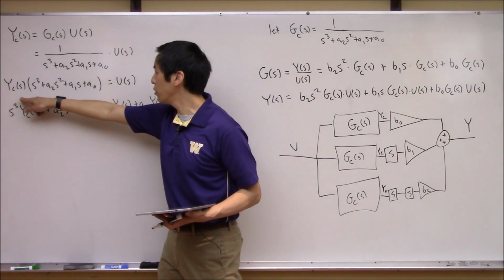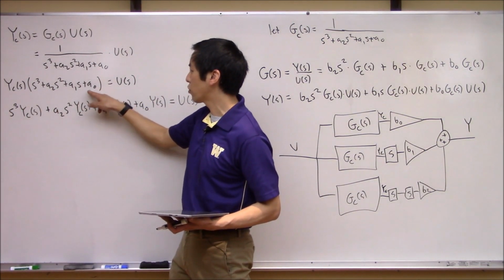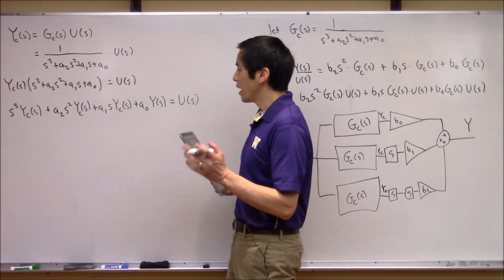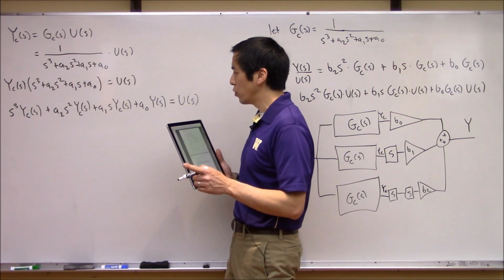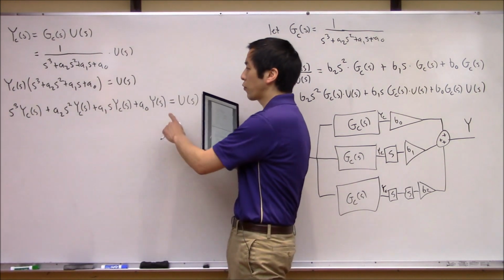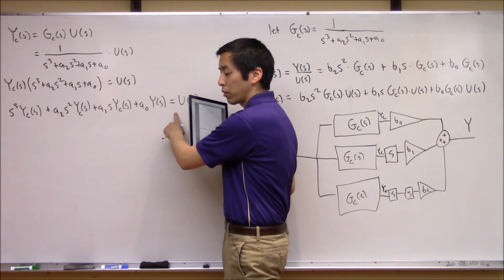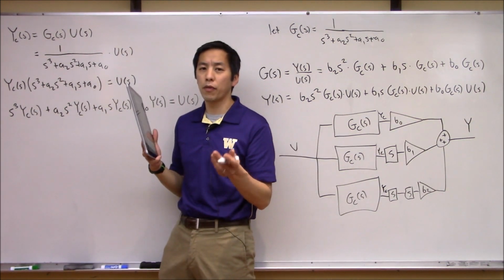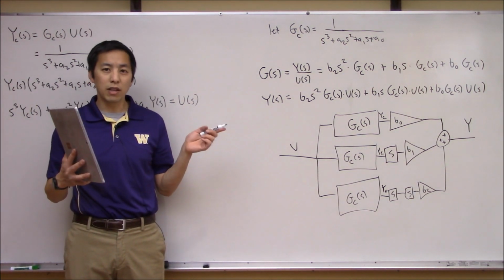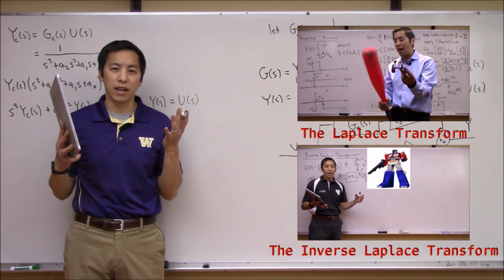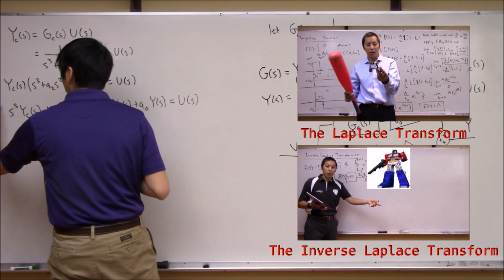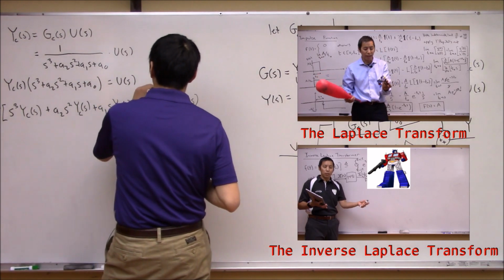Now let's distribute the Y through all of these terms. That's what you end up with right here. And now let's pick it up from this point. At this point, what we may want to do is take the inverse Laplace transform of both sides. And again, if you need a little bit of a refresher on the Laplace transform or the inverse Laplace transform, please check out these two videos where we discuss this in excruciating detail. So let me take the inverse Laplace transform of both sides.